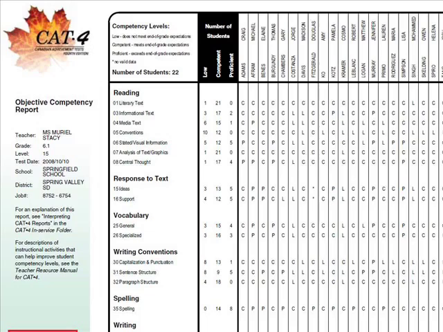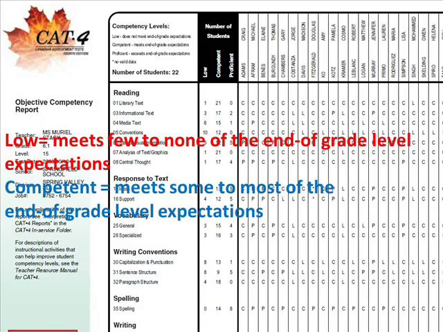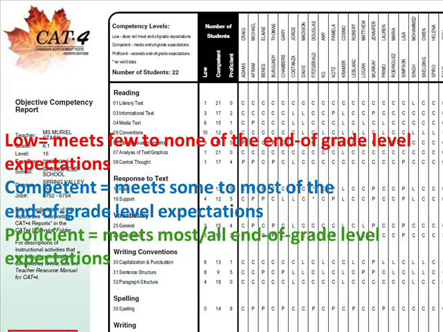This is a classroom report that classifies students' abilities by using L's, C's, and P's. L is for low, meaning that the student has met few to none of the end-of-grade level expectations. C is for competent, which means that the student has met some to most of those end-of-grade level expectations. And P is for proficient, meaning that the student has met most to all of those end-of-grade level expectations.